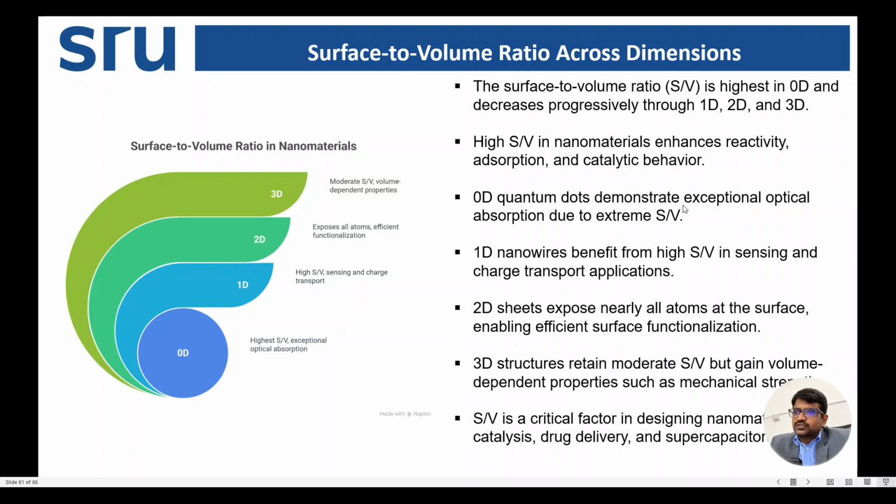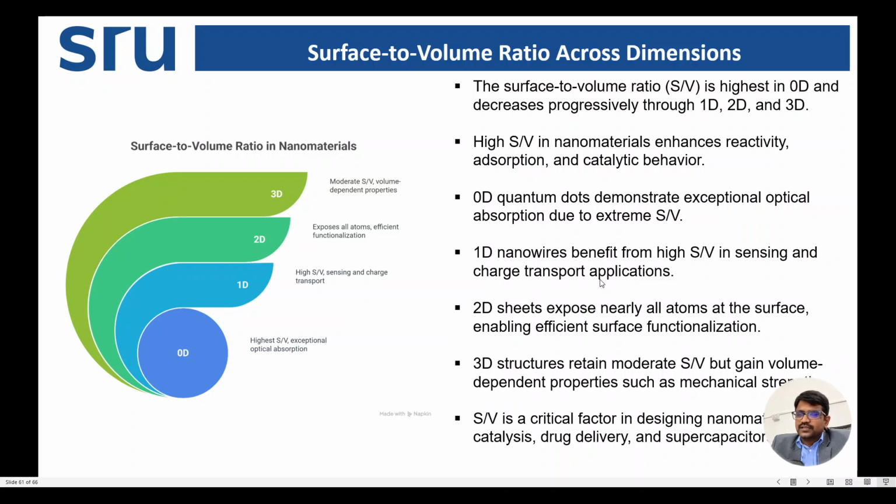0D quantum dots demonstrate exceptional optical adsorption due to extreme surface to volume ratio. In this figure you can see the highest surface to volume ratio and exceptional optical adsorption. That's why for optoelectronics and optical properties, 0D nanomaterials are the preferred choice. 1D nanofibers benefit from high surface to volume ratio in sensing and charge transport applications.